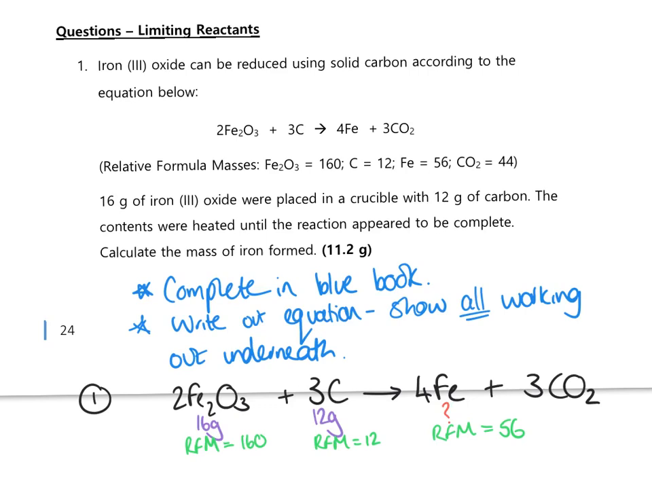So this is what the start of your working out might look like for question 1. You can see I've written out the equation, I've written out the information that I've been given in the question below the relevant parts of the equation, and I've written my RFM values of the components I'm going to be using, the reactants and products in the equation that I will be using in my calculation.